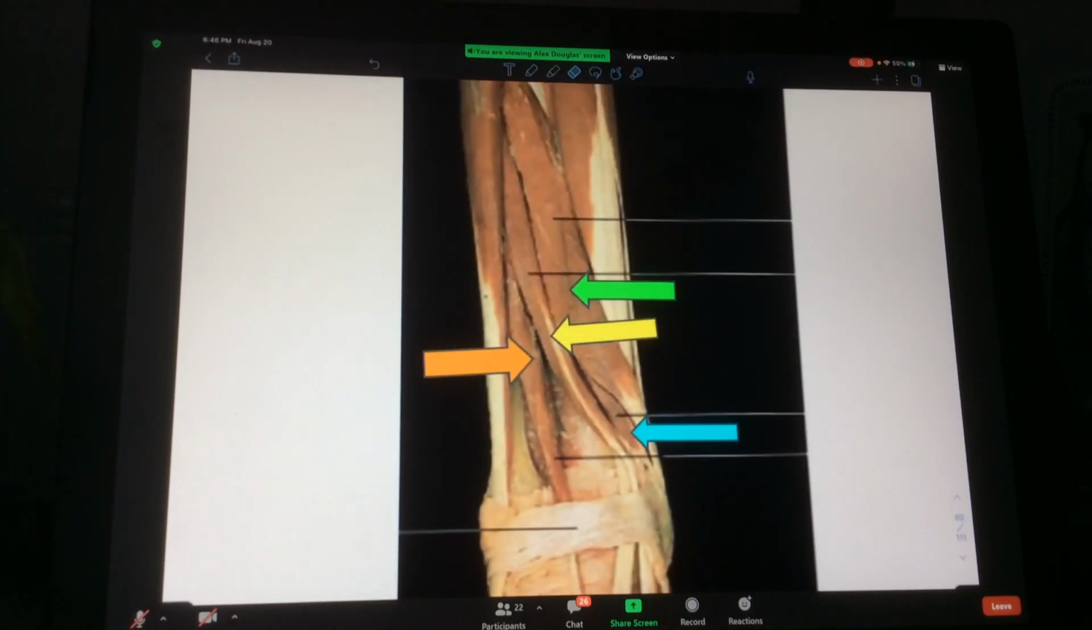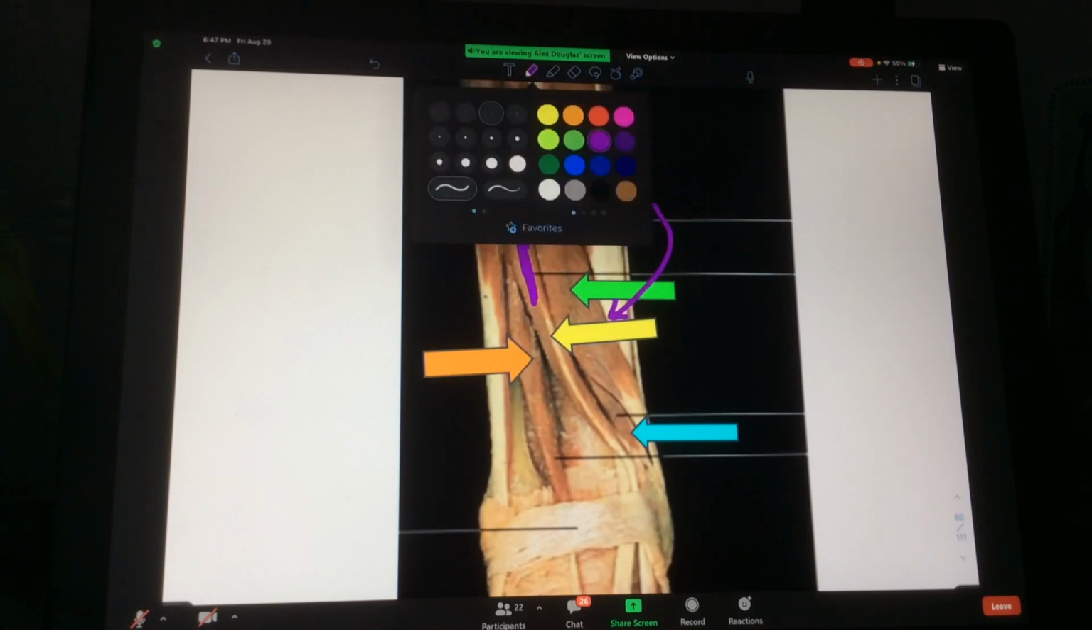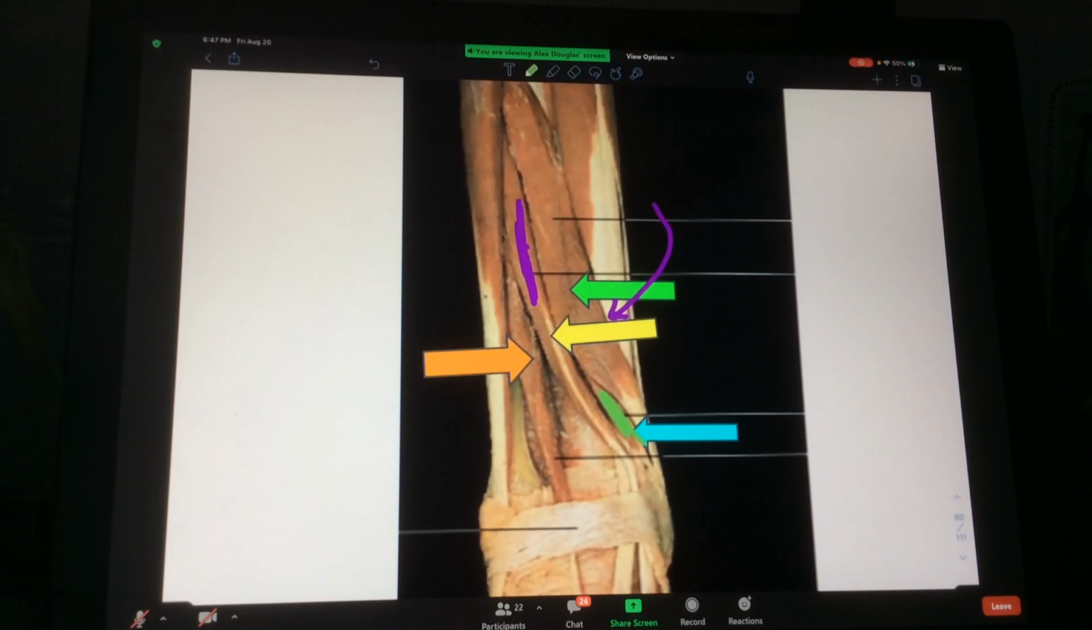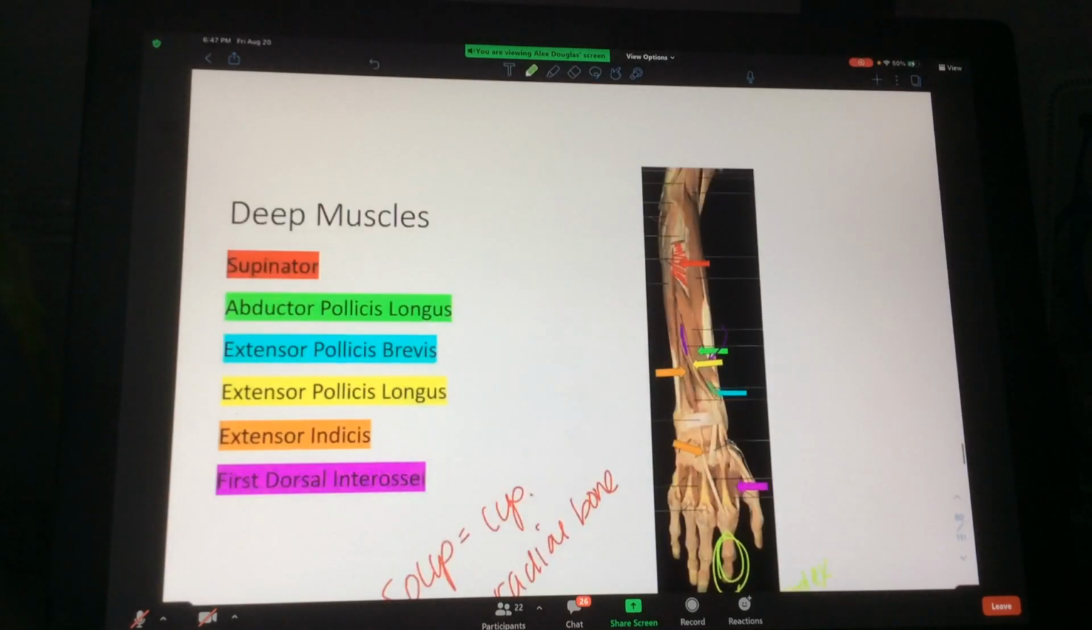The brevis is smacked between the two longus. This one longus is going to be your extensor pollicis longus, sorry. And then the one on top is going to be your abductor pollicis longus, and right smack in the middle, you're going to have your extensor pollicis brevis, okay? It's a lot of info, guys, and I'm so sorry. I wish I could make this easier.